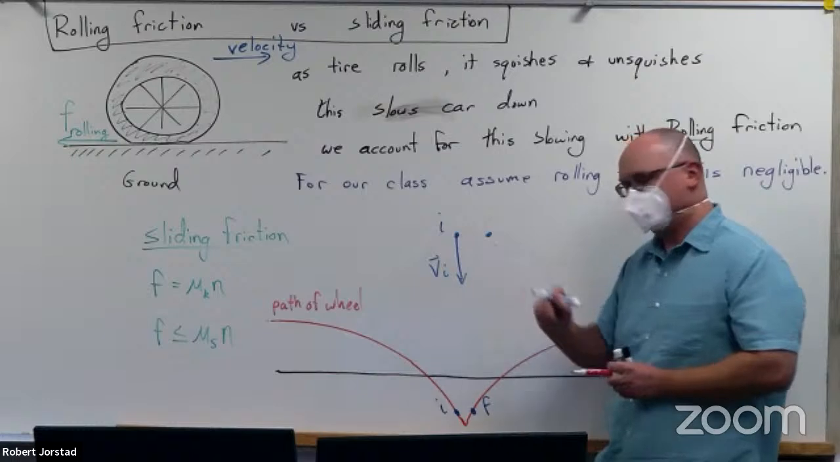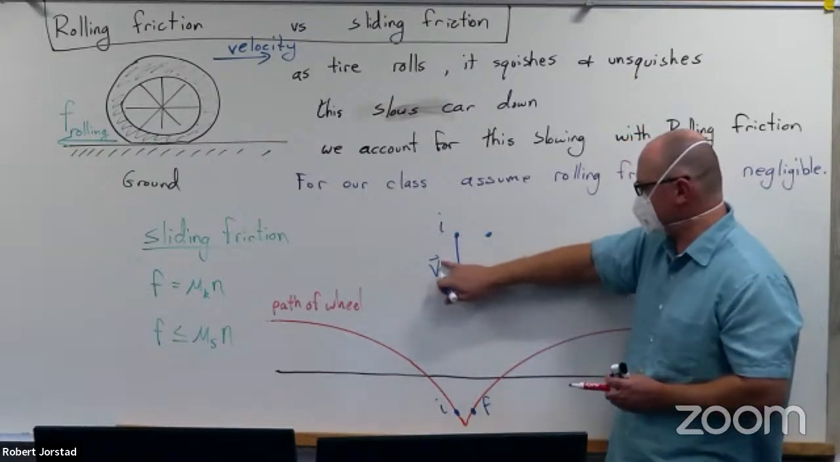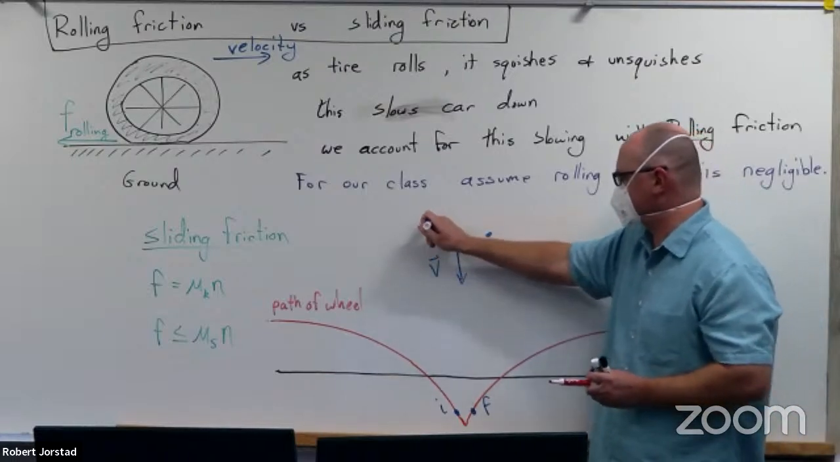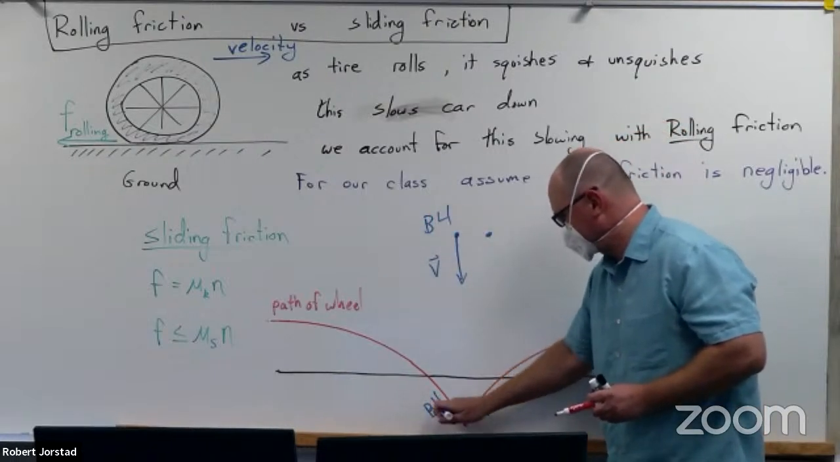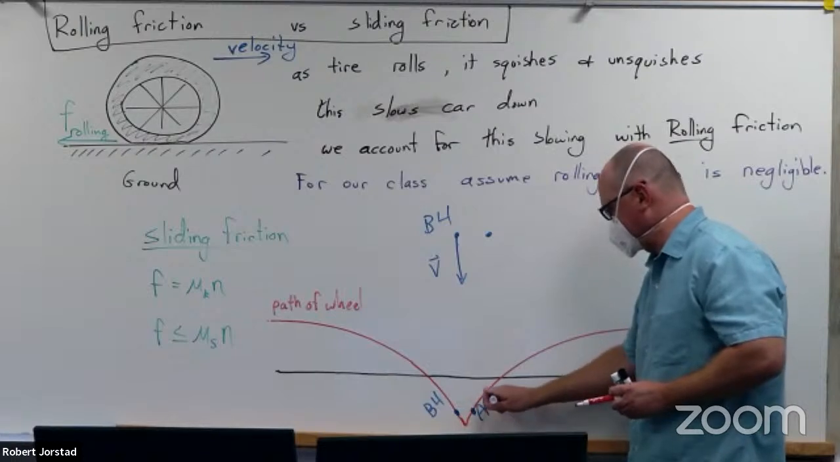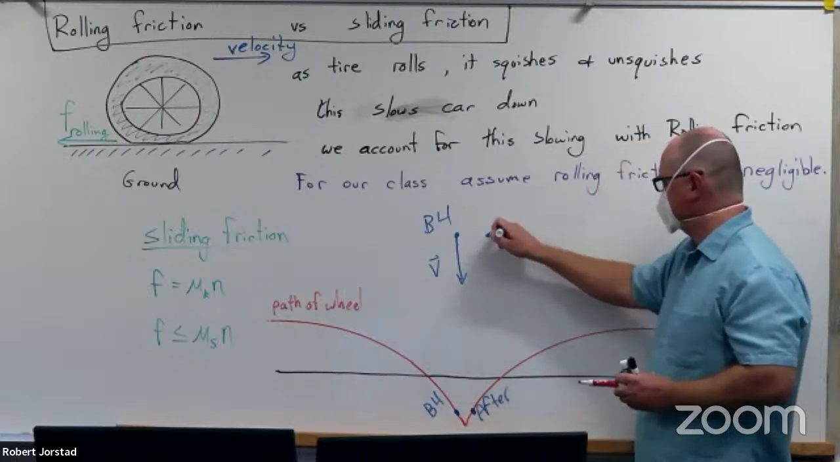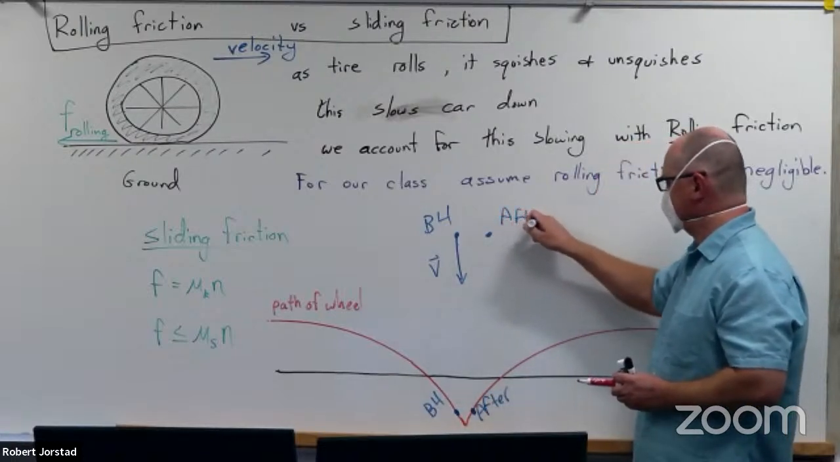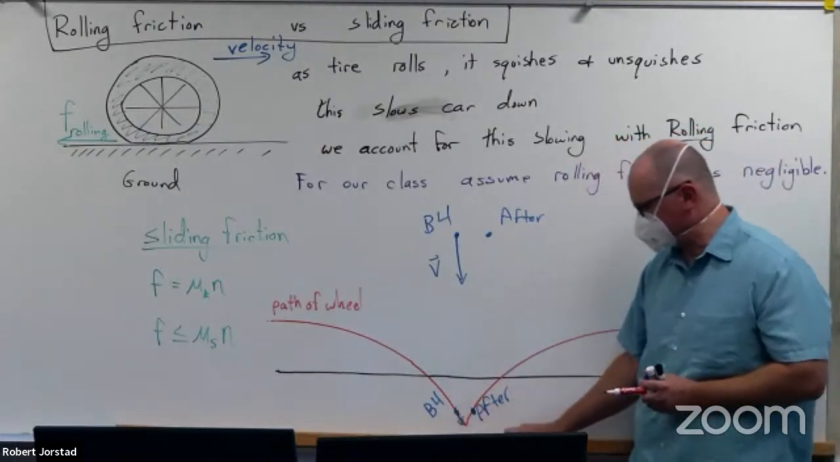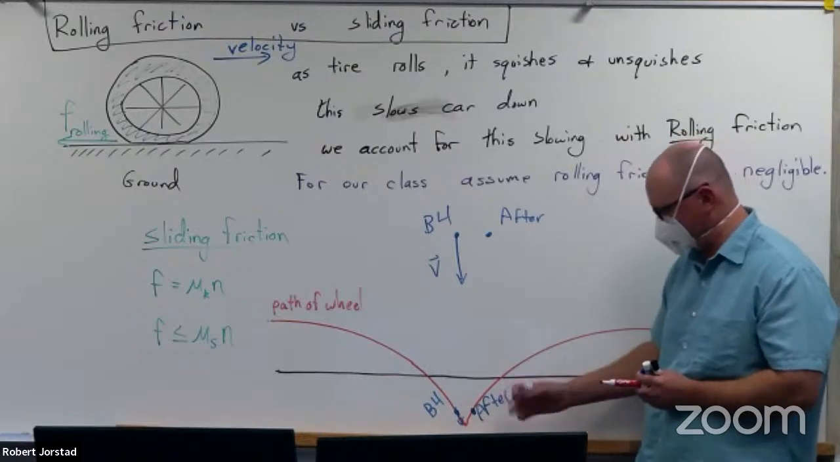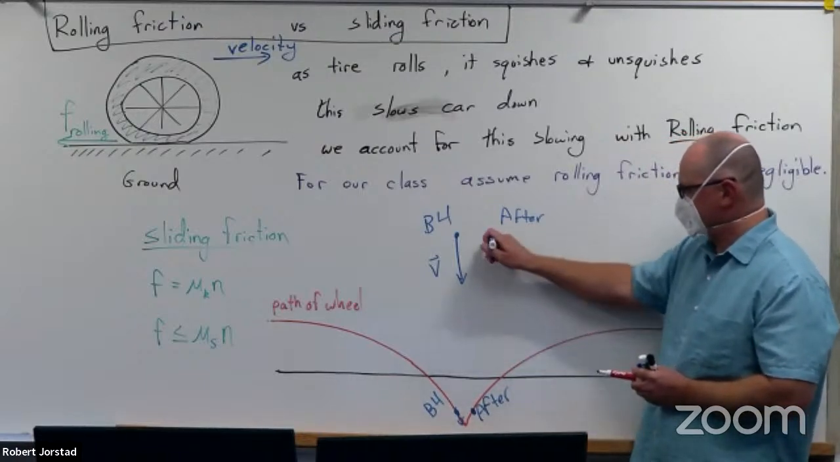So I'm going to show you this just before it's basically moving straight down. Let's call this B4, okay? And I'm going to label this as B4. That makes this after. Just after, which way is this thing moving? So again, just before it's moving straight down, which way is it moving afterwards? Straight up.